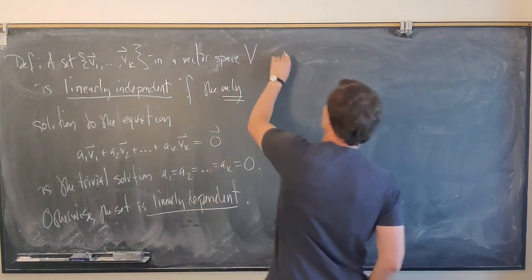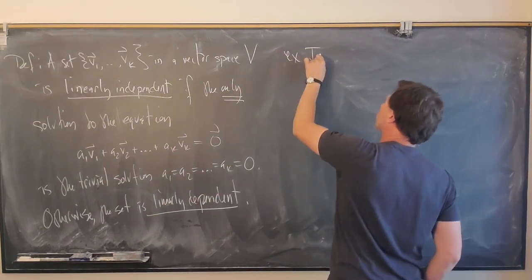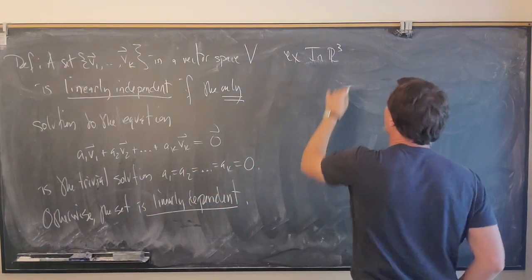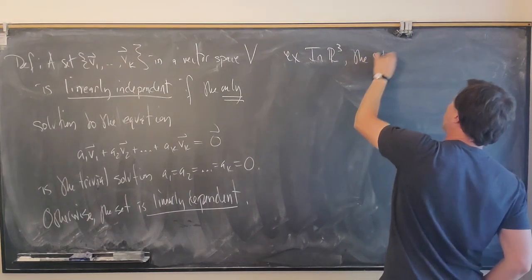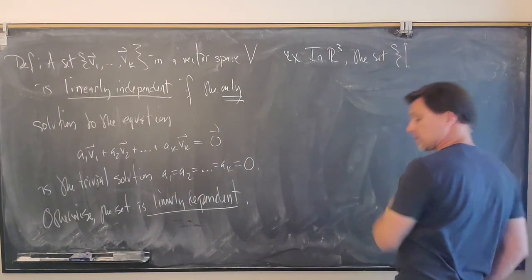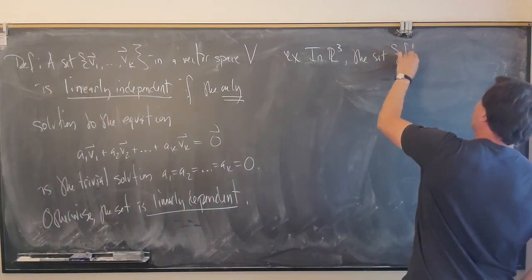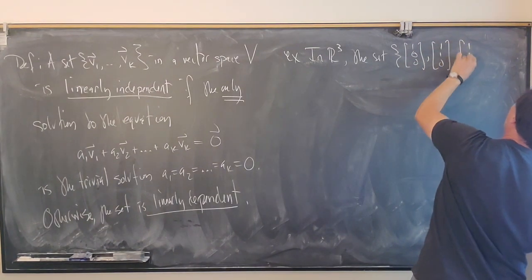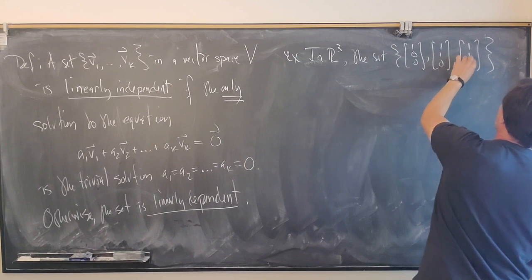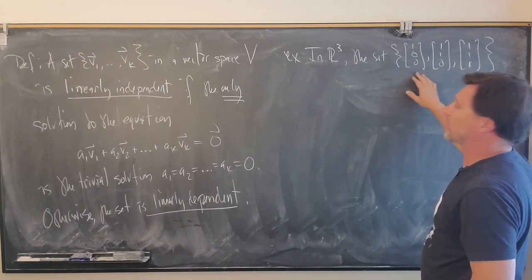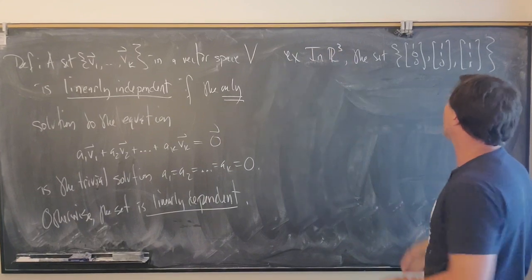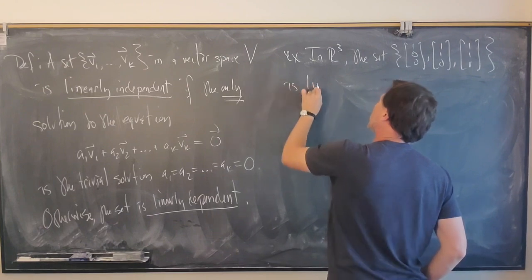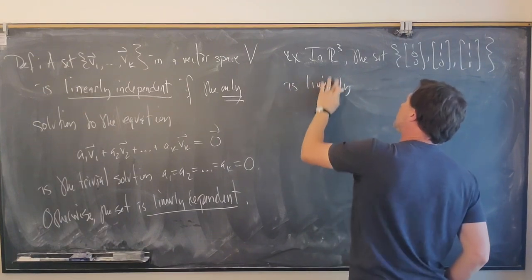So as a first example, in R3, I think I want to do, yeah, so let's look at R3. The set of vectors, so it's going to be 1, 0, 0, 1, 1, 0, and 1, 1, 1. Right, so here's a collection of vectors sitting in R3. There's nothing special about the fact that I chose 3 vectors here. It has nothing to do with this 3 right here. I just happen to choose 3 vectors. So this set right here is linearly independent.